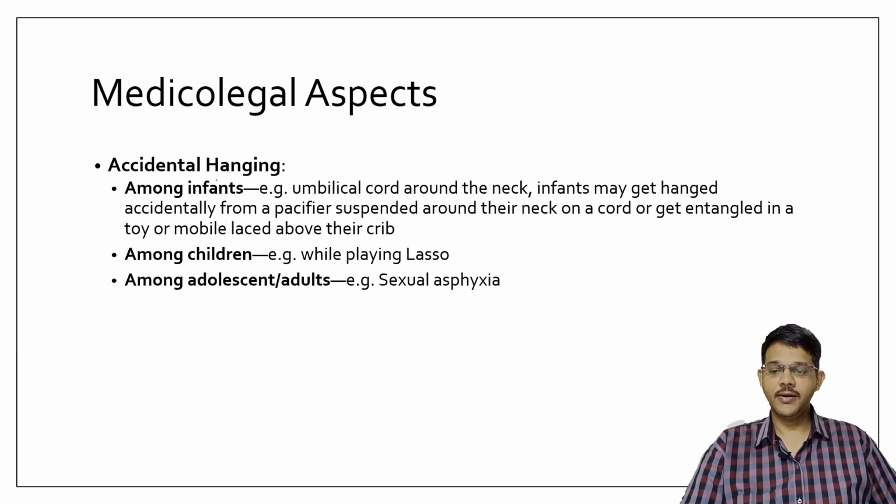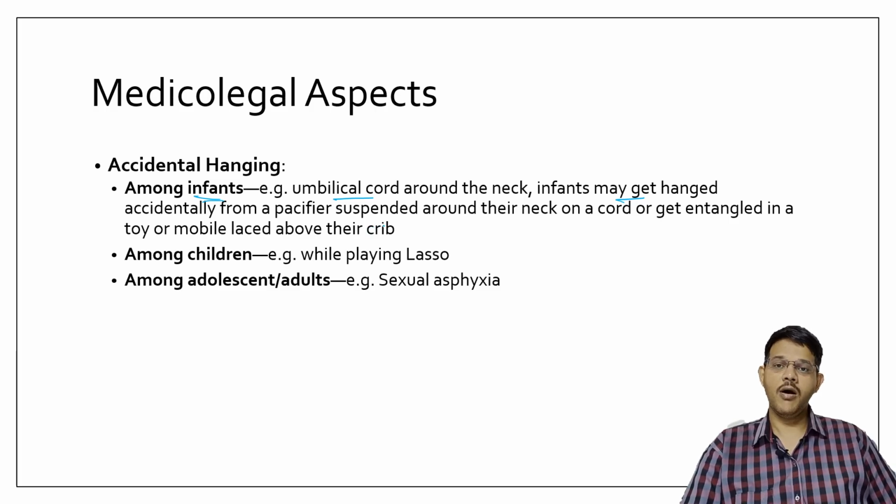Accidental hanging is seen many times in case of infants. There may be an umbilical cord around the neck in the uterus. The umbilical cord may be tied around the neck, and hanging may occur. Or infants may get hanged accidentally because of pacifiers, or if bed sheets are caught around the neck, and the child falls off the bed and gets hanged.